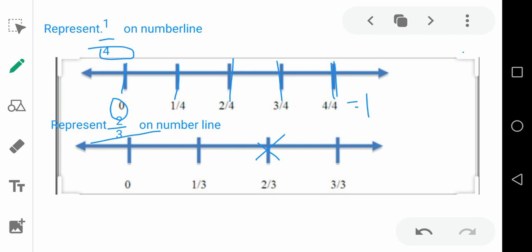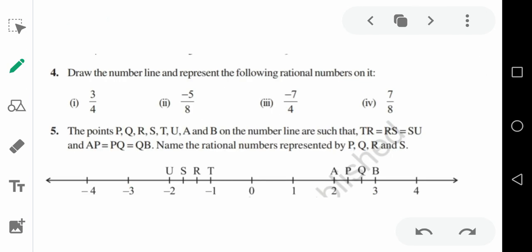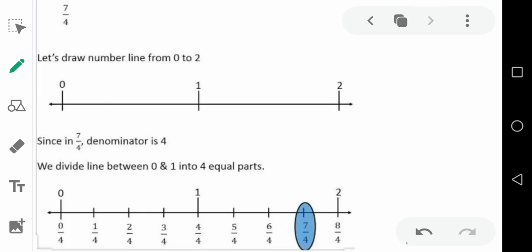You can just mark like this, okay. Next, one more question is there. 7 by 4. How will you mark 7 by 4 on number line? So first what you have to do is, you will mark 0 and 1. Then you will divide it into 4 equal parts. So it is 1 by 4, 2 by 4, 3 by 4, 4 by 4. So when we reached 1, it is only 4 by 4. But what do we want here? We want 7 by 4. So what should we do?